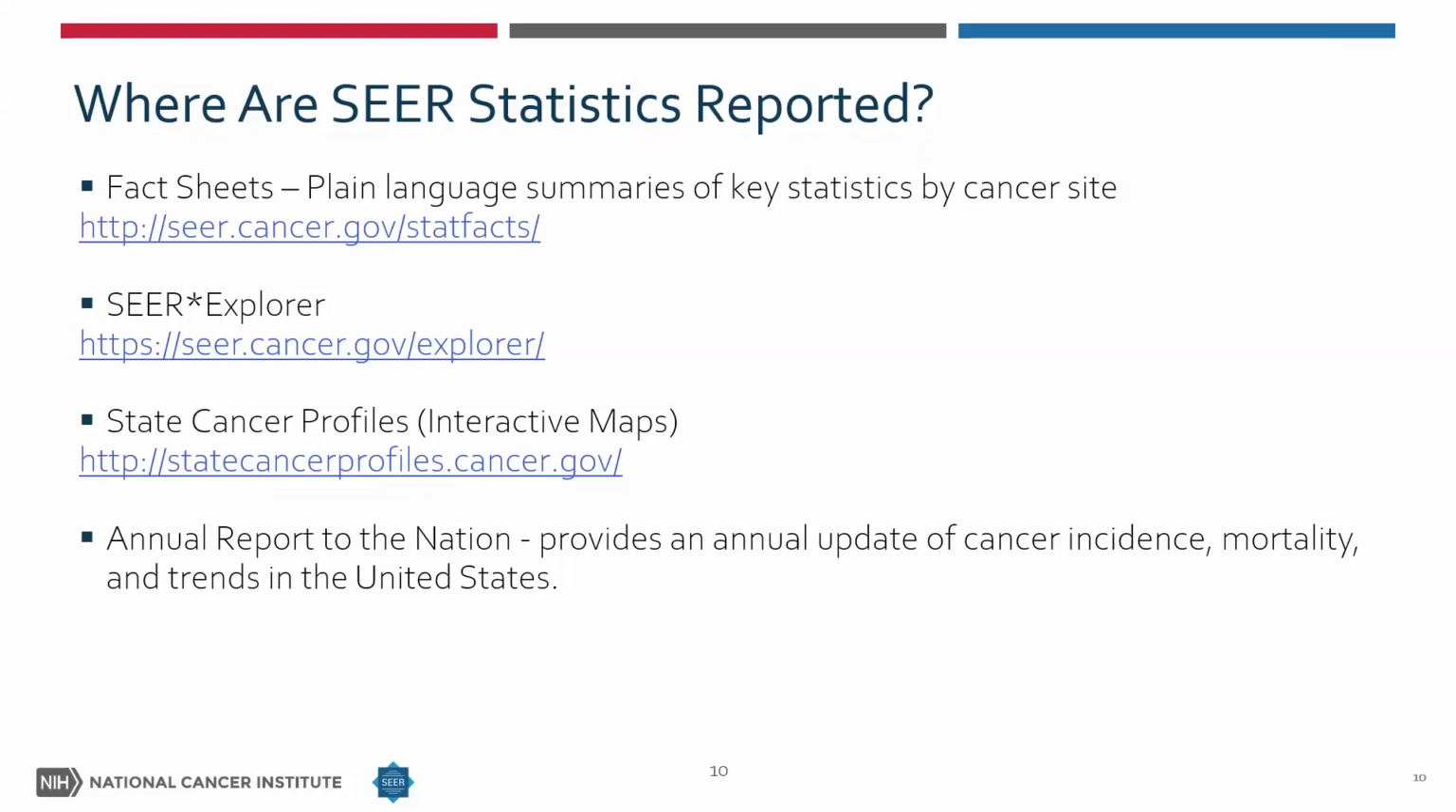And we also put out this paper every year in a peer-reviewed journal called Annual Report to the Nation, in collaboration with other partner agencies such as the CDC, the American Cancer Society, the NAACCR, where we provide an annual update on cancer incidence, mortality, and trends using data from both SEER and CDC funded registries. So almost close to 100%, using all of the states' population-based registry cancer data.